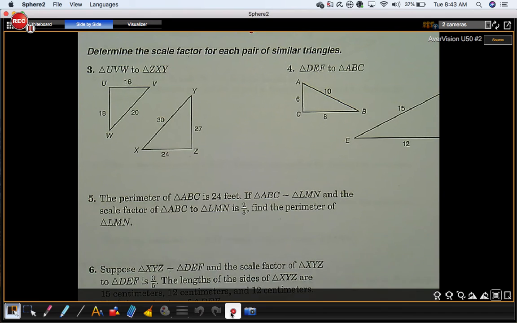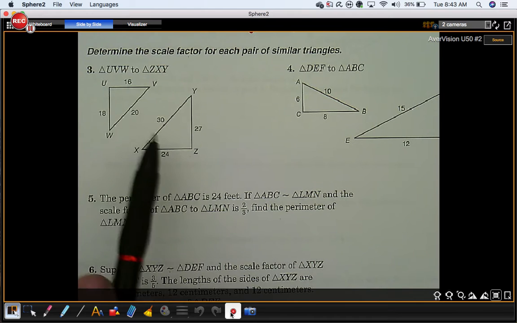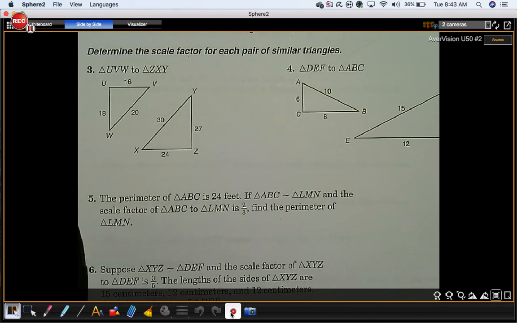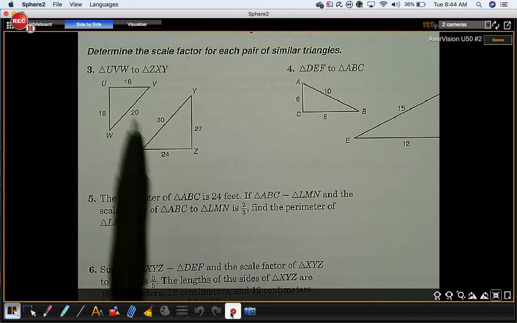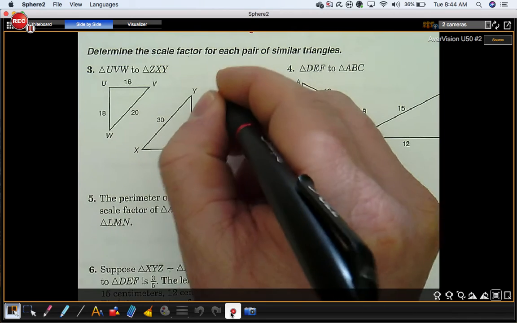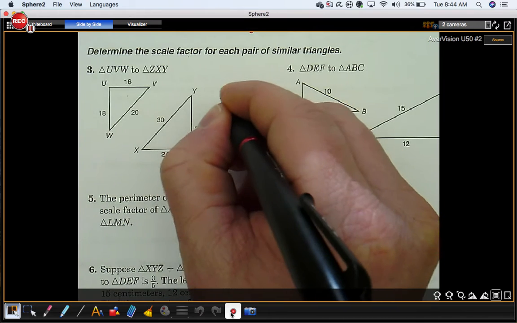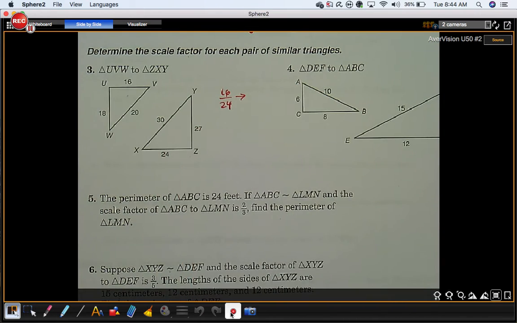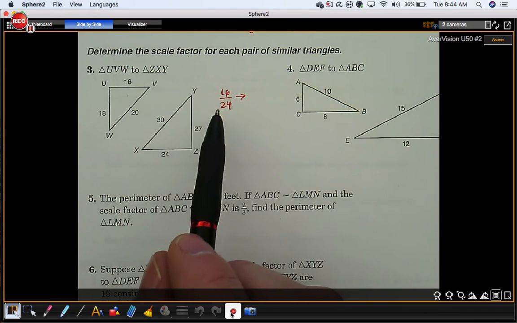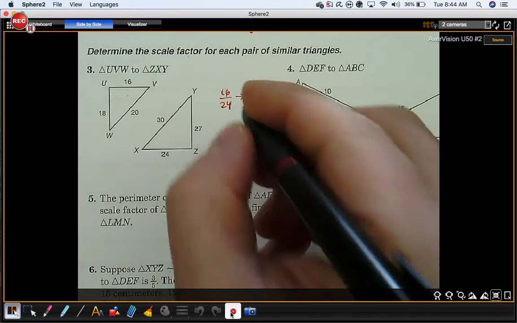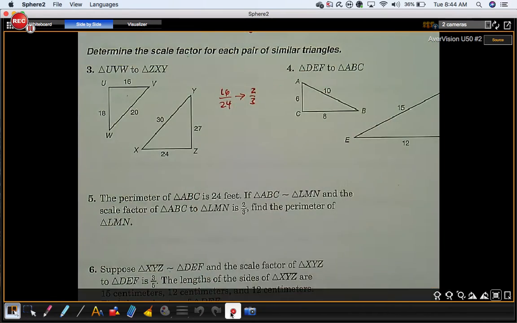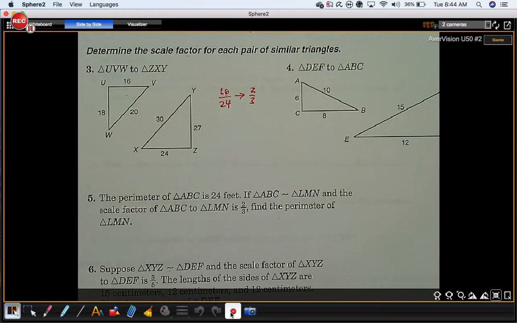Number 3, let's determine the scale factor for each pair of similar triangles. They're telling you these are similar, so you don't need to check the ratios. You just need to write a ratio of corresponding sides. Smallest goes with smallest. That's the easiest way to do it. So I'm going to take 16 from there. I'm going to take 24 from here. So your scale factor is this guy reduced. 8 goes into both. 2/3. Very popular fraction, evidently, 2/3.